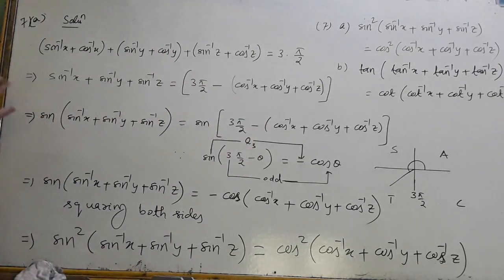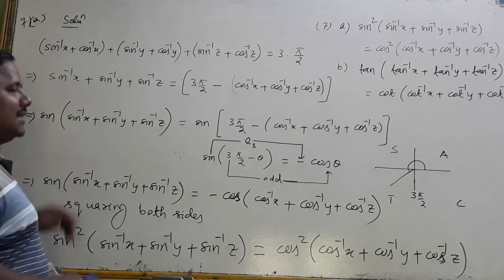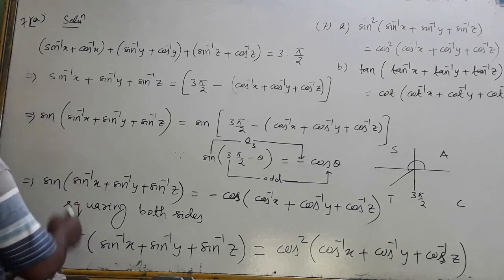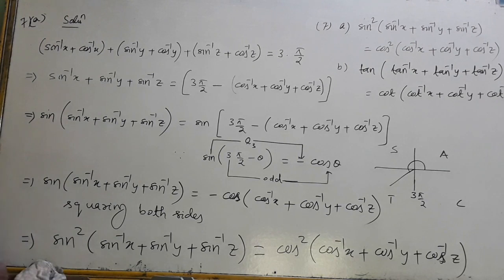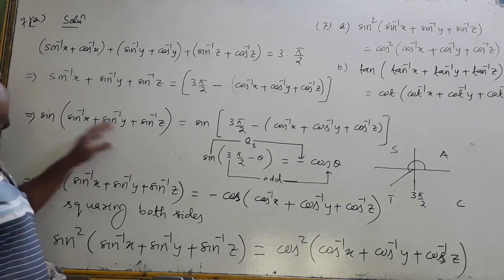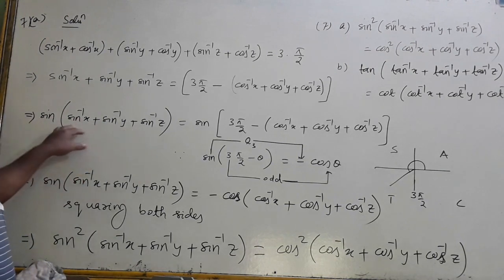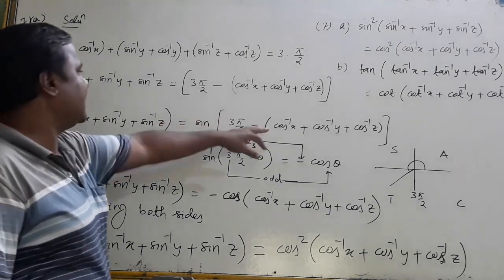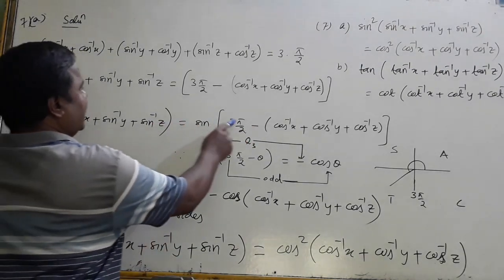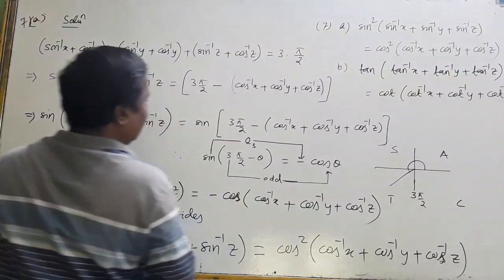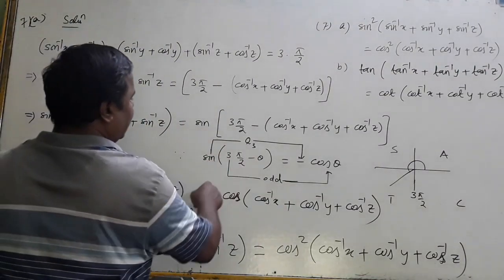And after that, taking sine. Many students say multiplying sine. It's a very wrong thing. Taking is an operation. Take sine to both sides: sine of this, sine of that. And we know sine of 3 pi by 2 minus theta. Sine of 3 pi by 2 minus theta.